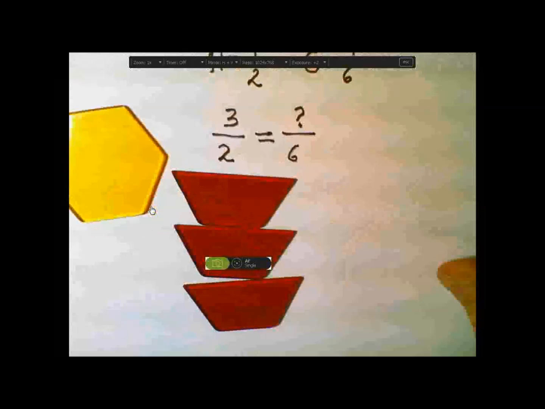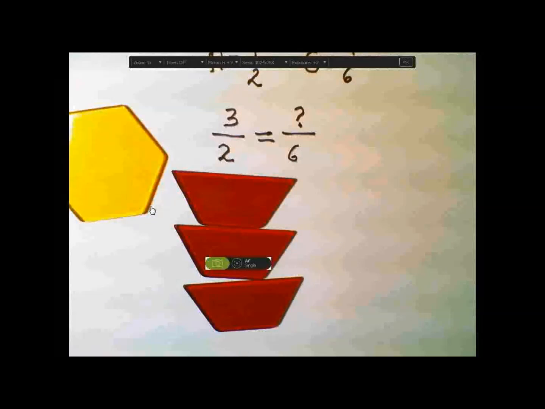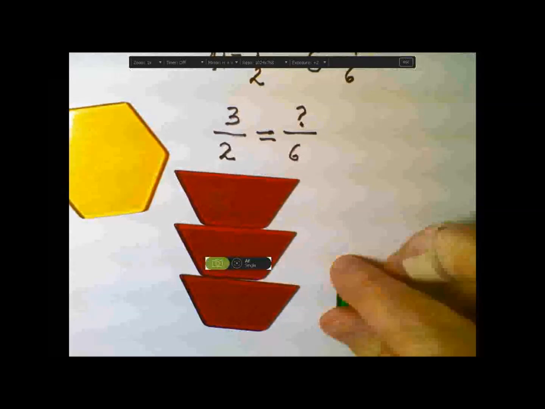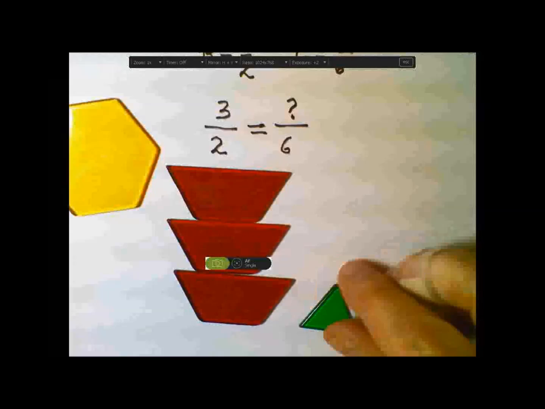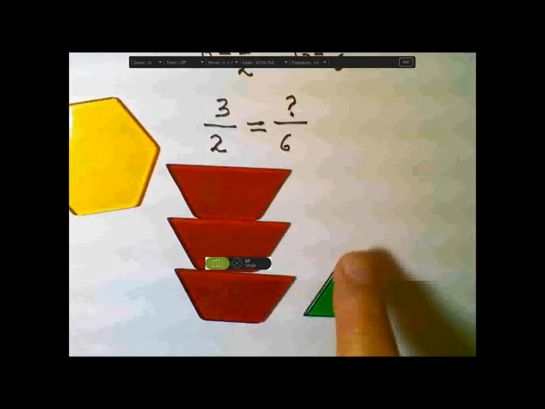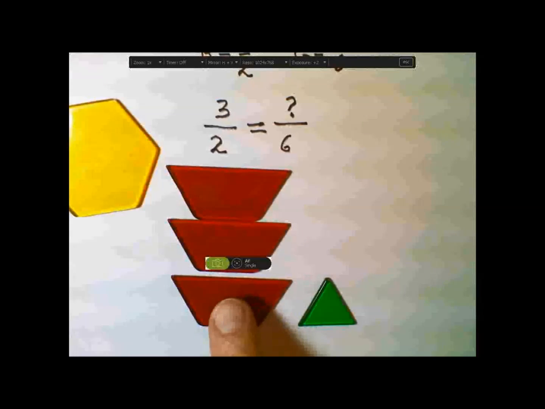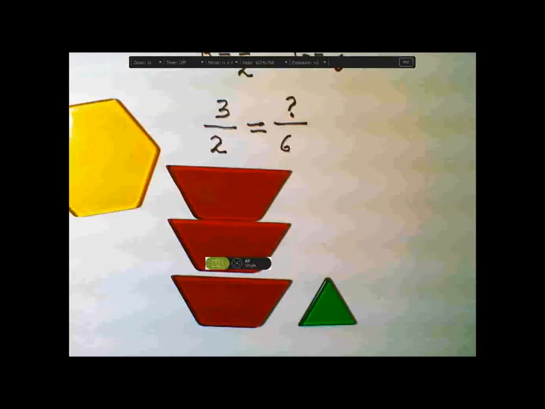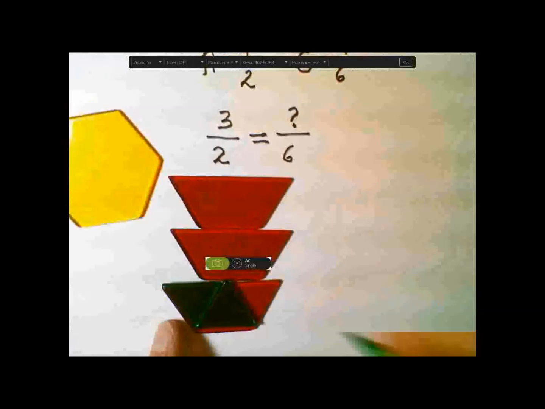So the question is, I want to know how many 6ths they are. What color is the 6th block? Okay, it's the green block. Everybody should know very automatically that the green block is 1/6. So Dylan, how many green blocks make 1 red block? How many of these fit in here? 6. No. 3. You sure? Yes. Okay, let me try it. 1, 2, 3. So it looks like it's 3.